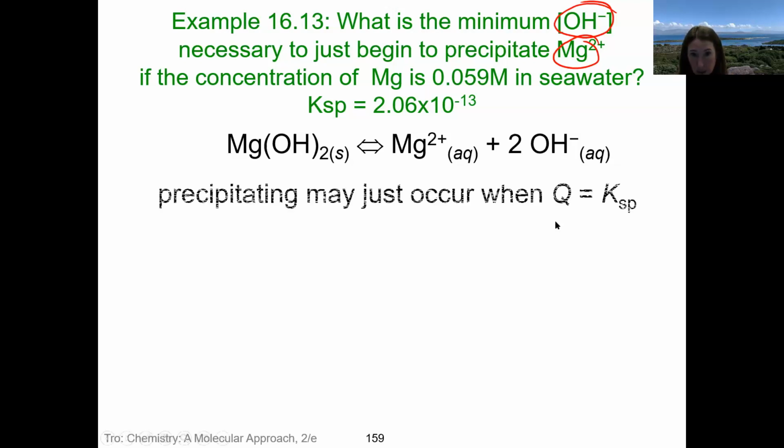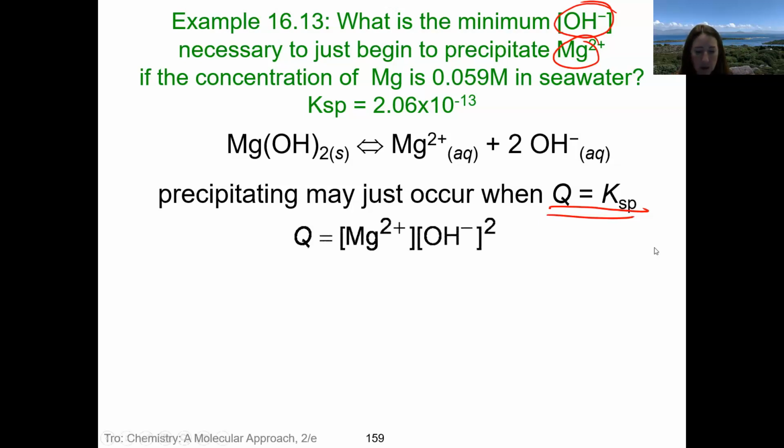So when something begins to precipitate, it's just after, right? Just when Q is a little bit bigger than K. So it begins to precipitate when Q is K. That's right at the beginning, right when it starts. So then Q, again, this is squared because there's two of them, right? And so it's telling us that this is 0.059 molar. And then this is just OH squared.